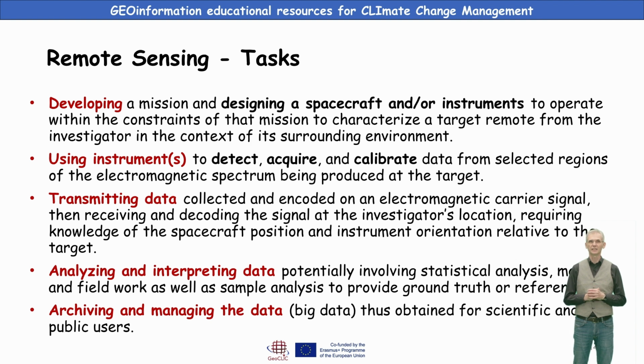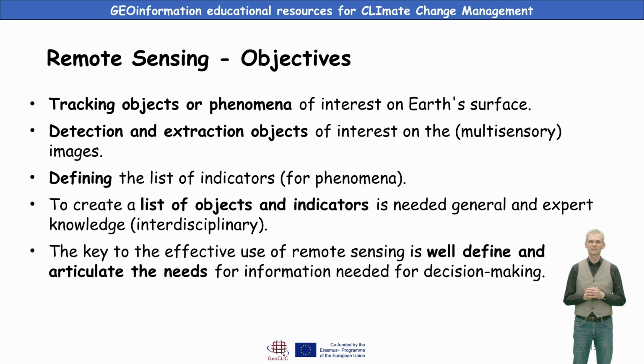In the end, let's repeat the objectives of the activities within the remote sensing methods. The first is tracking specific objects or phenomena of interest on the Earth's surface and their impact on the environment. The second is detection and extraction of objects of interest in digital images and/or classification of digital images. For the successful implementation of remote sensing methods, it is necessary to define a list of indicators for a certain phenomenon that can be seen in the image.